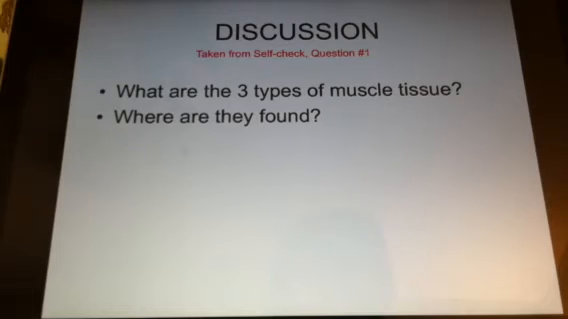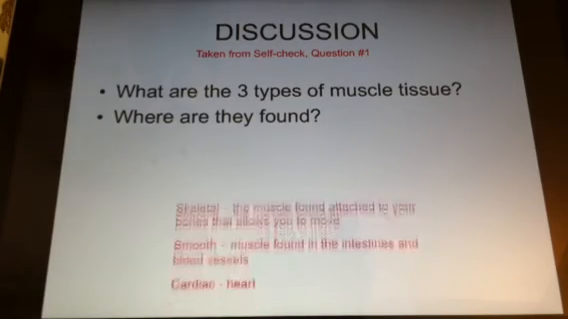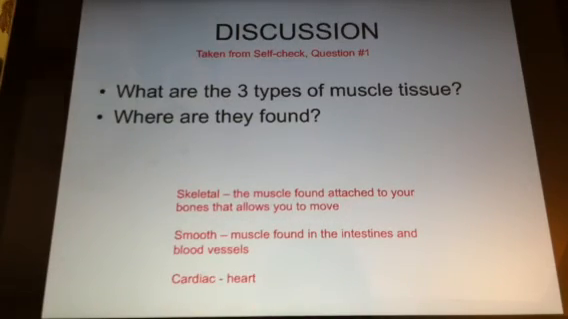Our next discussion question is taken from your self-check question 1 in your spiral workbook, so you may want to open that up right now and just go ahead and answer your question there and get it done. The question is, what are the 3 types of muscle tissue and where are they found? Do you know? Okay, some of you may have heard of skeletal, which is the muscles that are attached to our bones that allow us to move. A good example would be your bicep or your tricep muscle. And by the way, when you eat steak or chicken nuggets or whatever, you're eating skeletal muscle from the animal.